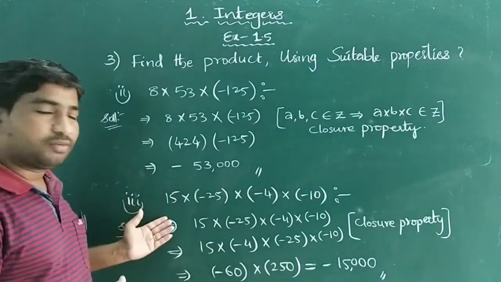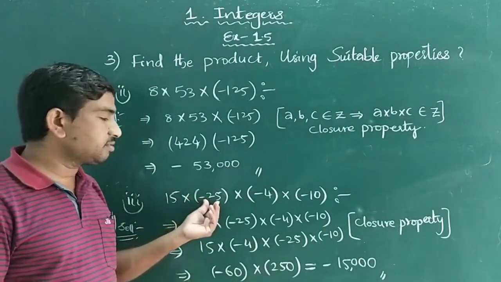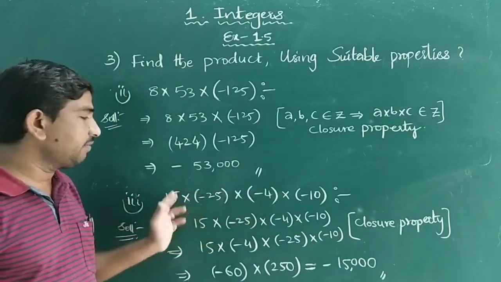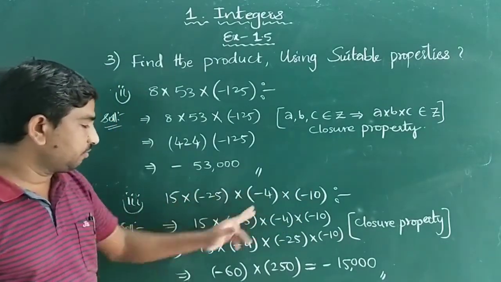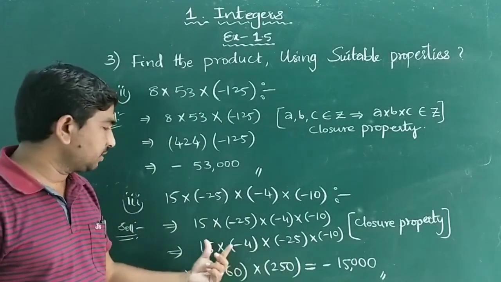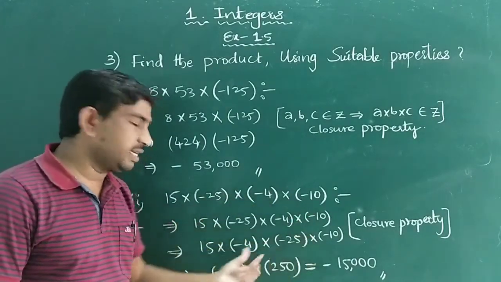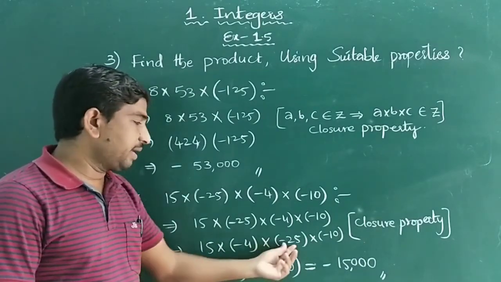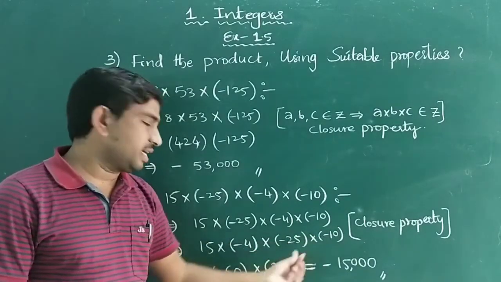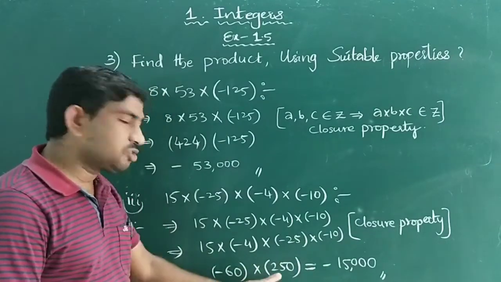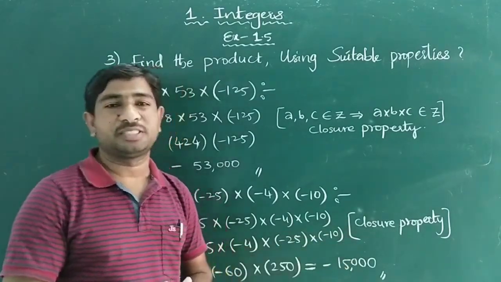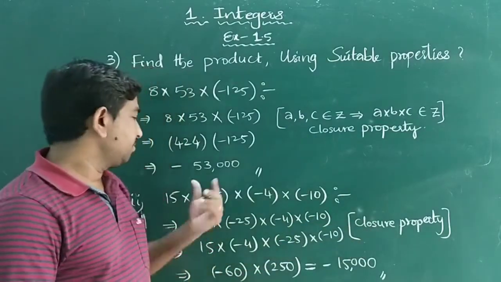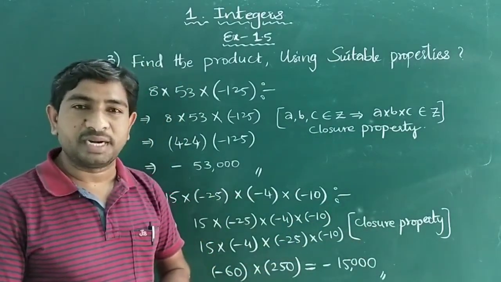And the next, third one is 15 into minus 25 into minus 4 into minus 10. So first of all, rearrange all the given numbers: 15 into minus 4, minus 25 into minus 10. It is very easy to multiply. 15 into minus 4 is minus 60. And minus into minus is plus, 25 tens are 250. By multiplying these two we will get minus 15,000. So here also we can use the closure property with respect to multiplication.